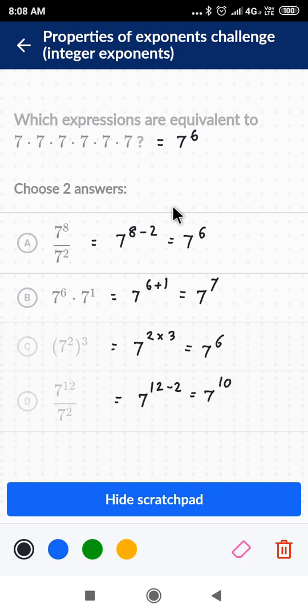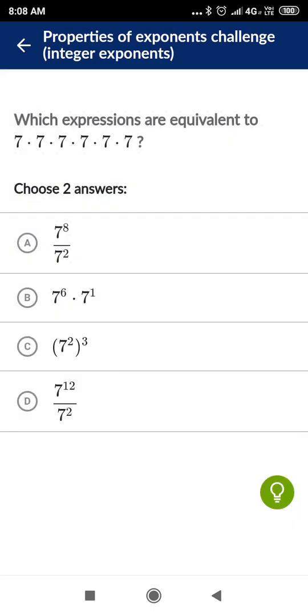We want 7 to the power 6. So A is correct. B is not correct. C is correct. D is not correct. So A and C are the answers.